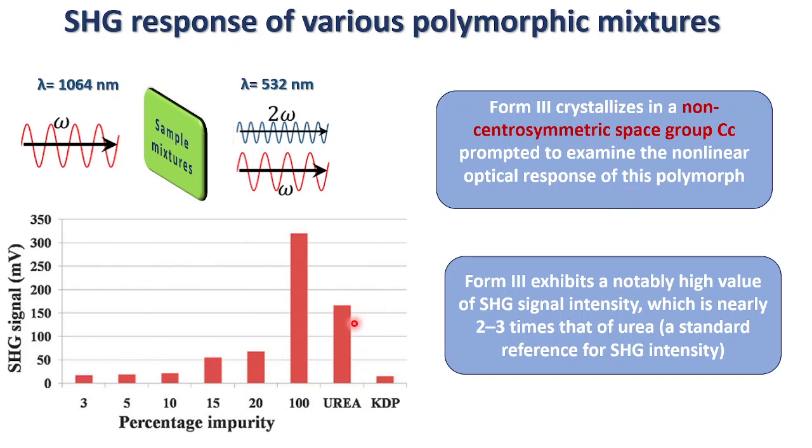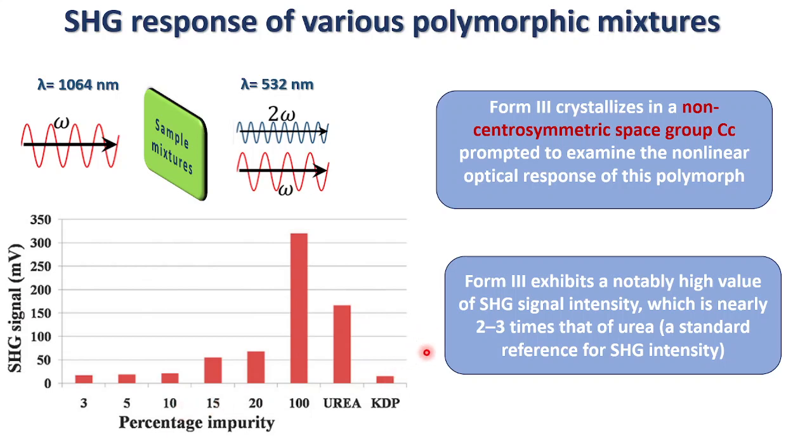You can see here, when the amount of sample is very low, this is a second harmonic generation peak. When the amount of the impurity, the third form, is very low, we get a notable peak here. When the amount of the sample is increased, we will get a higher peak.